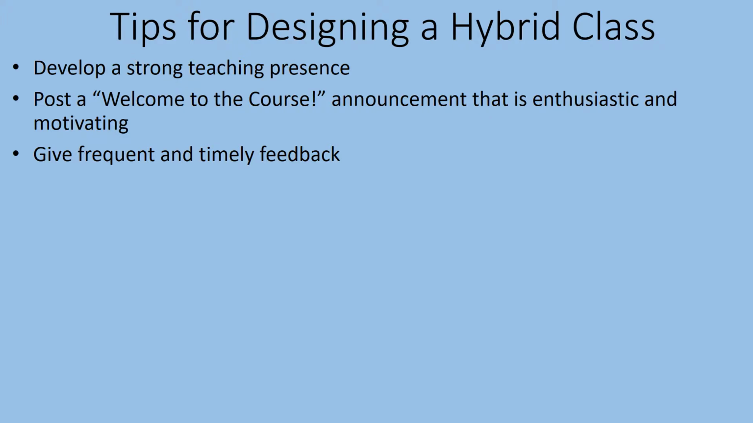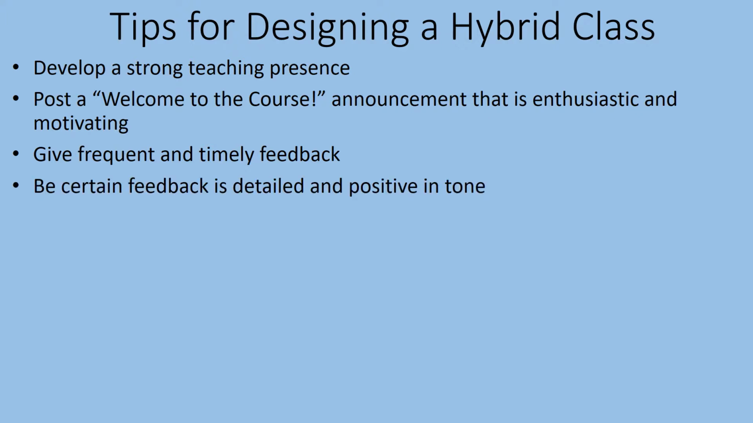You should give frequent and timely feedback. This has been shown to improve student performance and keep them on task if they know they're doing well. And if they're not, give them suggestions on how to improve. Having positive, detailed feedback is good as well, so your students don't get discouraged. Hybrid classes, this is important. If you ever teach online, it's absolutely crucial because tone is really important in cases where your students don't see you. At least in a hybrid class, they see you once a week or so.